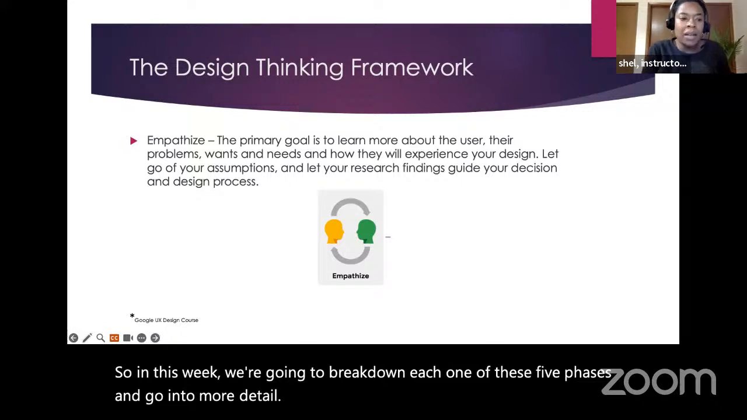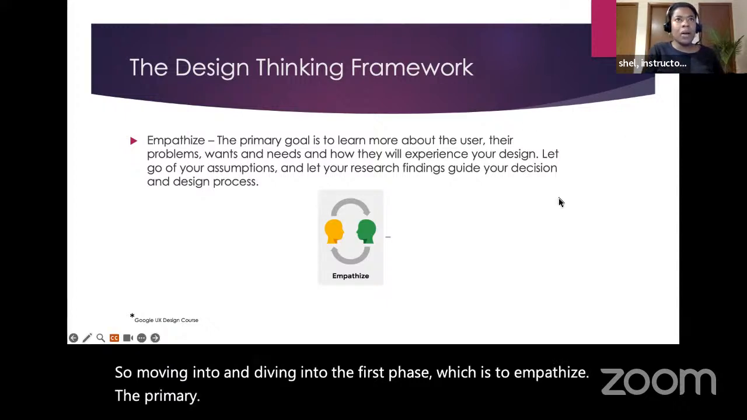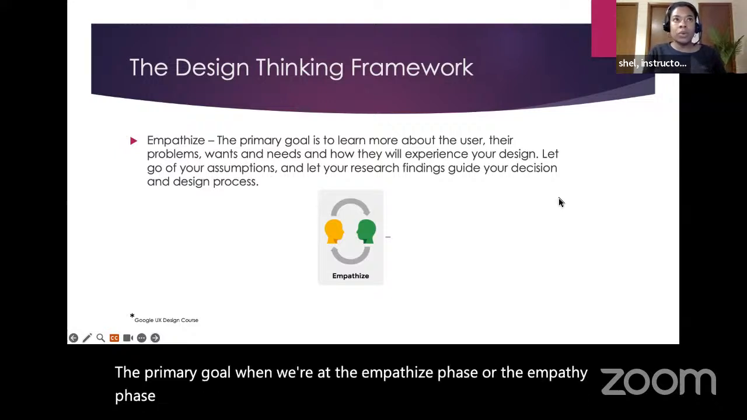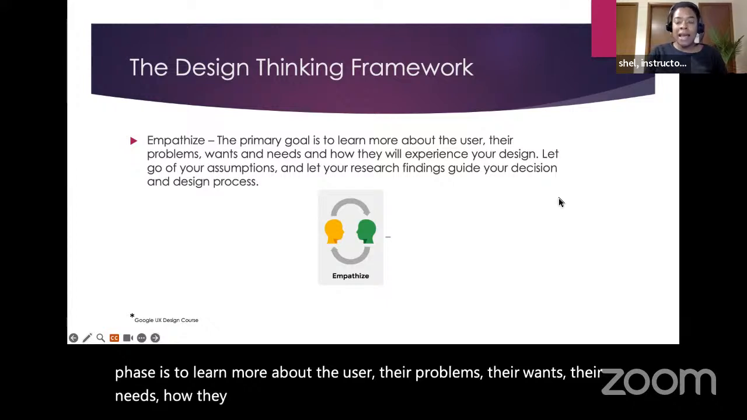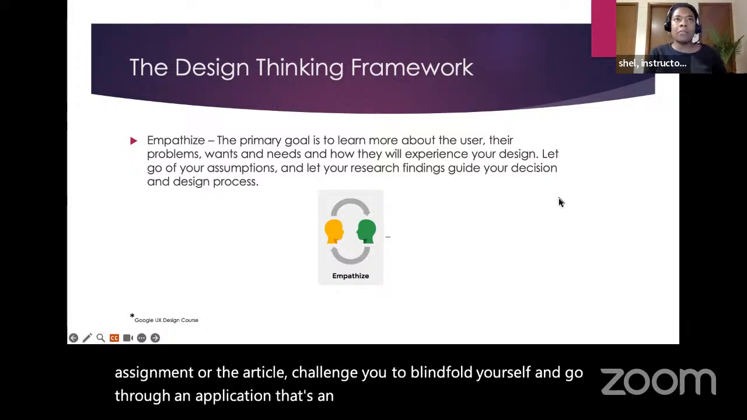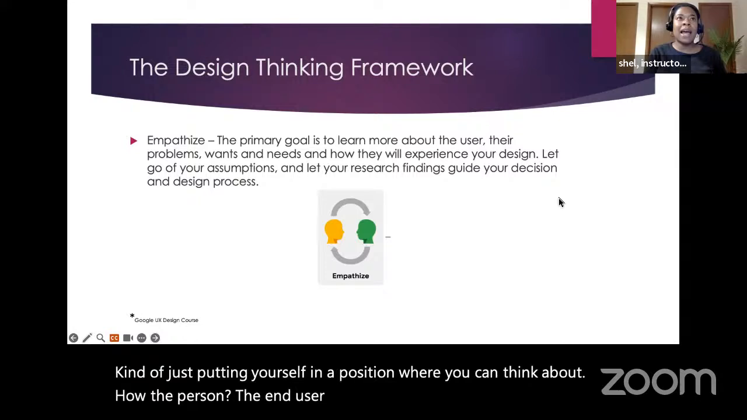So diving into the first phase, which is to empathize, the primary goal when we're in the empathy phase is to learn more about the user, their problems, their wants, their needs, how they will experience your design. So with the reading assignment, when the article challenged you to blindfold yourself and go through an application, that's an example of putting yourself in a position where you can think about how the end user will experience your design.